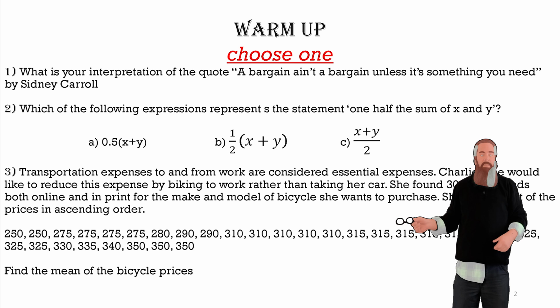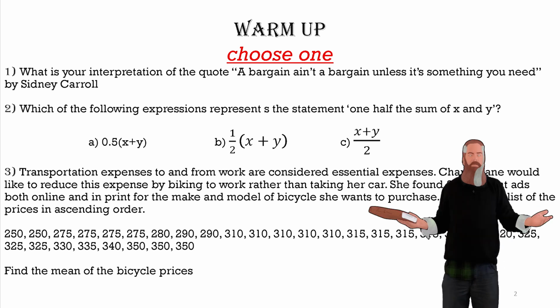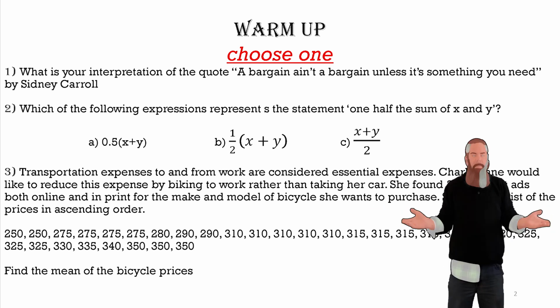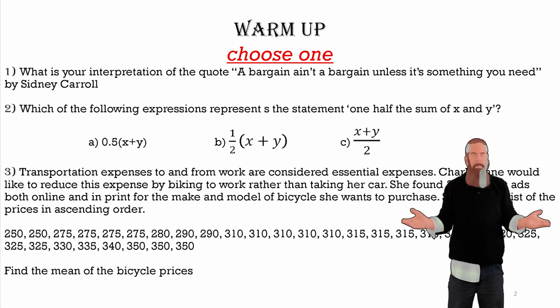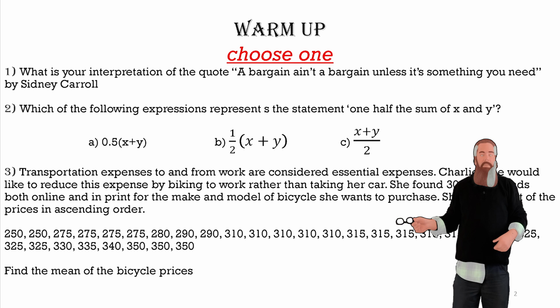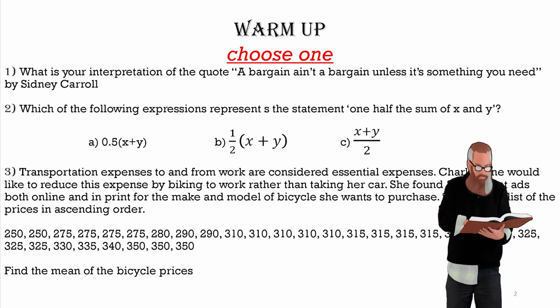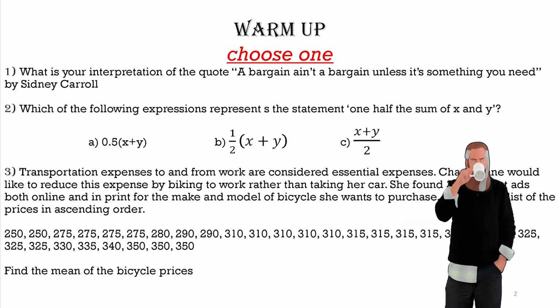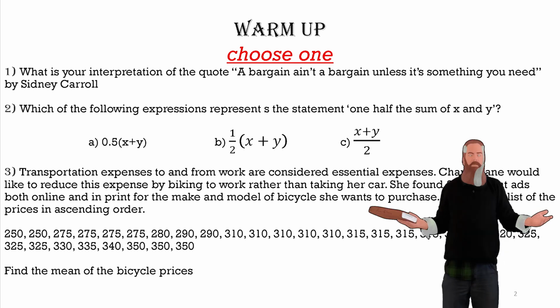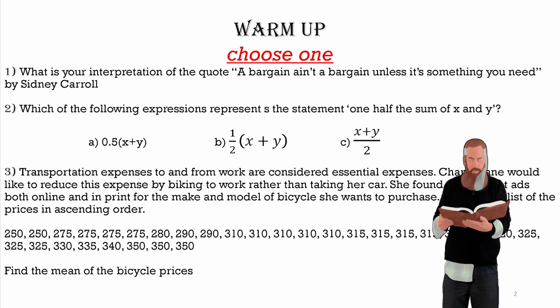Let's make sure we're ready for this lesson by taking a look at warm-up number 2, which is: which of the following expressions represents the statement 1/2 the sum of x and y? The answer is all three, A, B, and C, as 0.5 can be written as the fraction 1/2, and in C, the x plus y can be seen with invisible parentheses that could be there, and the divided by 2 would be the same as times 1/2.